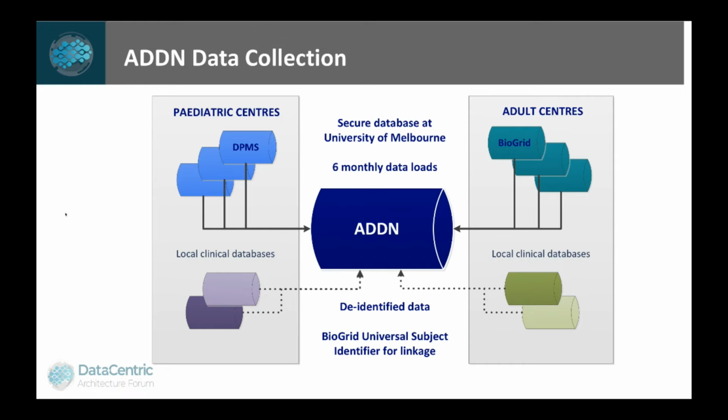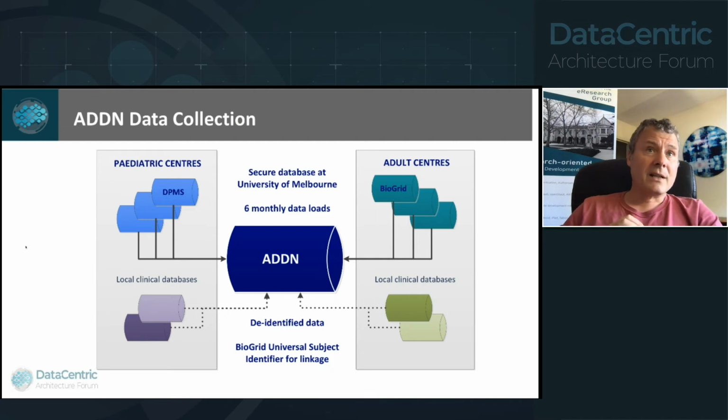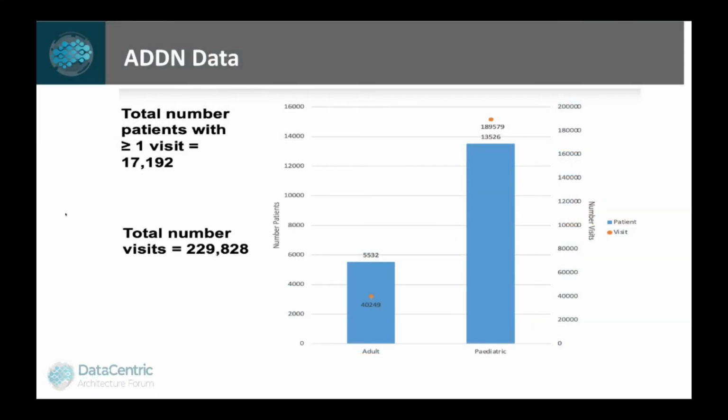For the adult centers, it's a similar situation, but we're using some linkage technology called BioGrid, which is a way to connect data from different sites in a secure, privacy-preserving manner, where all the identifying data on the patients is replaced by a unique ID, which is generated, called a universal subject identifier. Based on that, we can start tracking these patients as they move through the system. When they first come to a hospital as a child and they're taking certain treatments, how are they progressing as an adult?